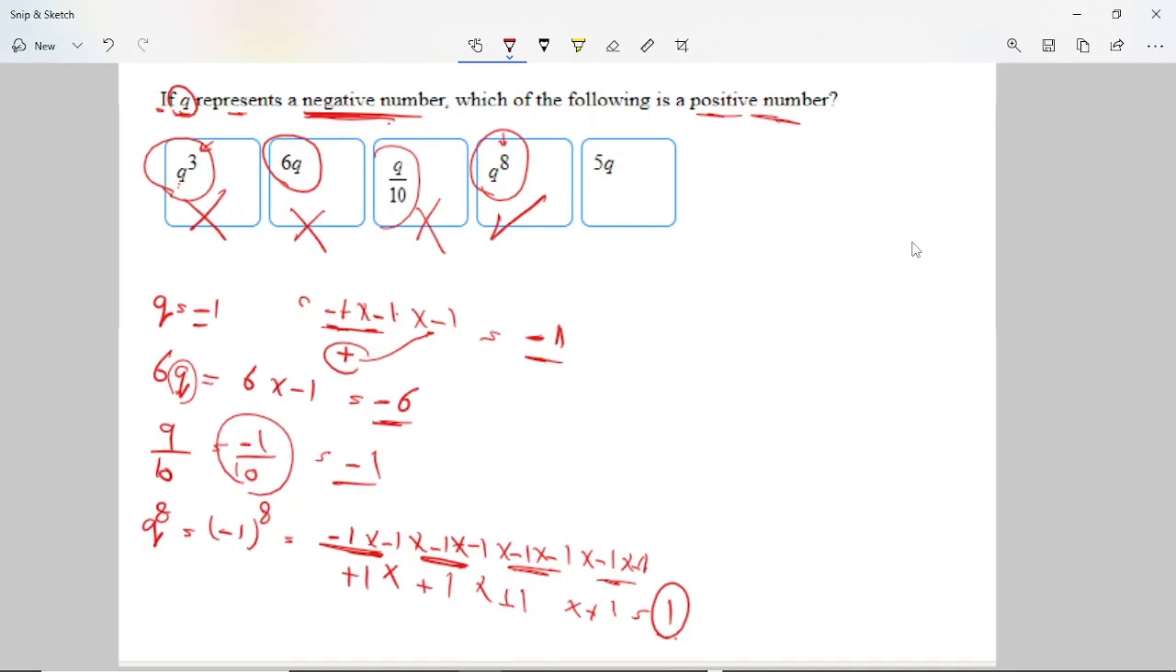And last thing, 5Q, same as 6Q. So 5 multiplied by negative 1 will be minus 5. So it will be the wrong answer. So if the power is an odd number and there is a negative sign, the answer will be negative. If the power is an even number and there is a negative number, it will be a positive number. Okay.